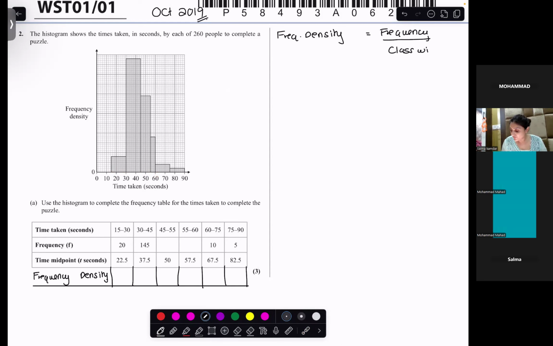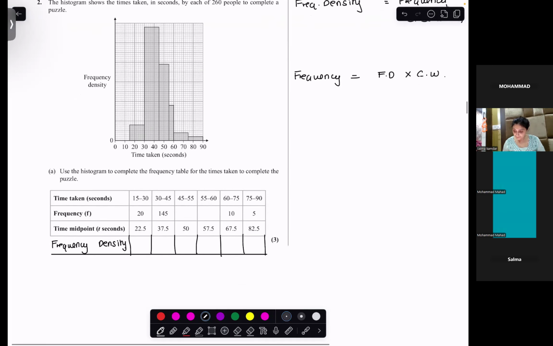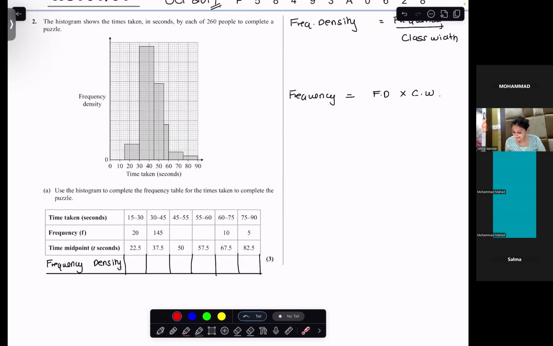And when I want to fill the table down, I am looking at filling the frequency. So I will write the formula for frequency also. My frequency would be equal to frequency density into class width. I hope you're with me. Now I will take the first class that I have over here. I have the frequency. I have the class width. I can easily find out the frequency density. Can you all please calculate for me?